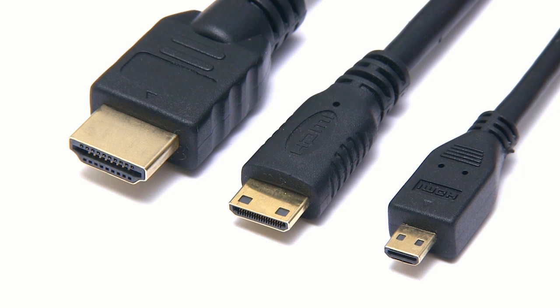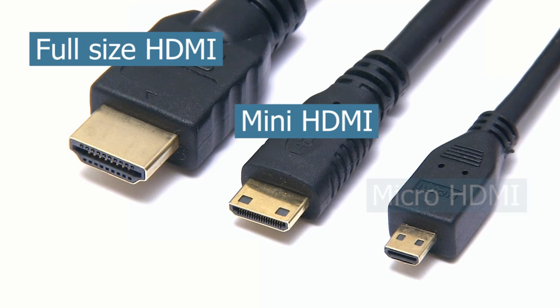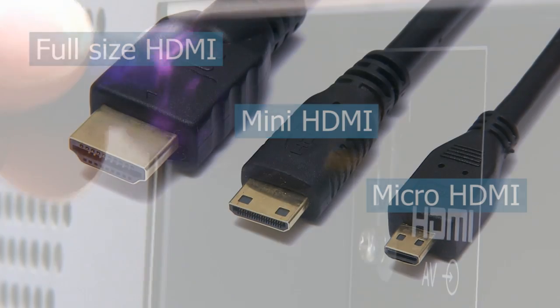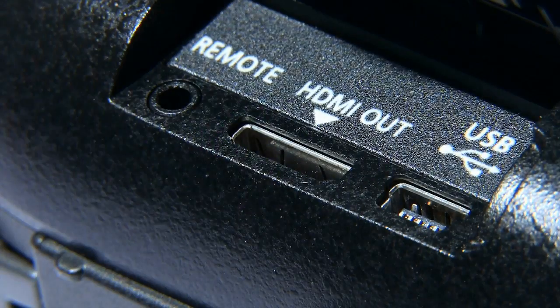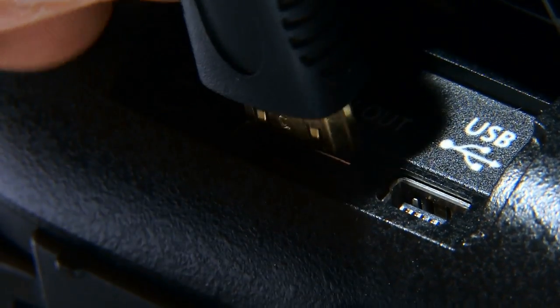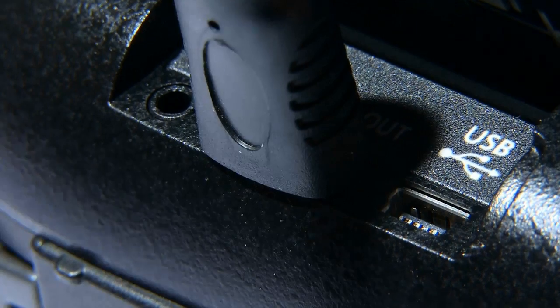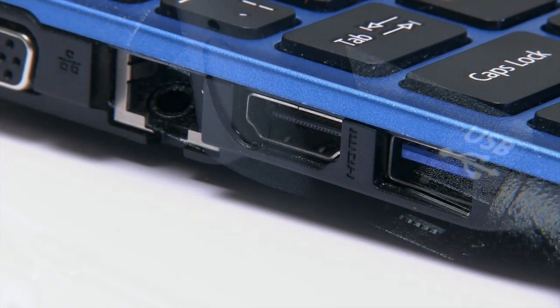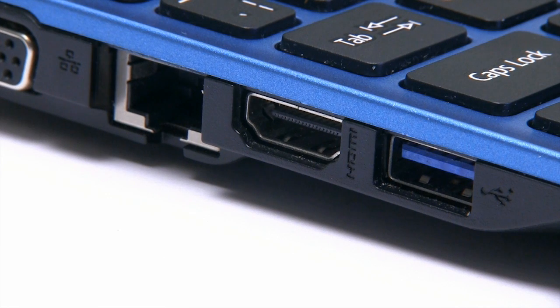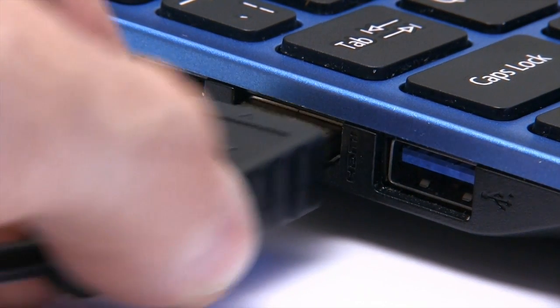HDMI connectors may be full-size, mini or micro. The full-size connectors are most common on TVs and computers, while the mini connectors are often found on camcorders, and the micro connectors have started to appear on tablets like the Kindle Fire. By the end of 2013, there are expected to be over 4 billion devices worldwide with an HDMI connector.